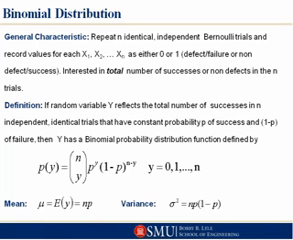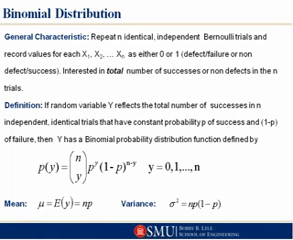The mean of the binomial distribution, E of Y, is equal to N times P. The variance of this distribution is equal to N times P times 1 minus P. So again, this is where lots of things come into play. Go back to what is independence. You're able to use the product of the probabilities.